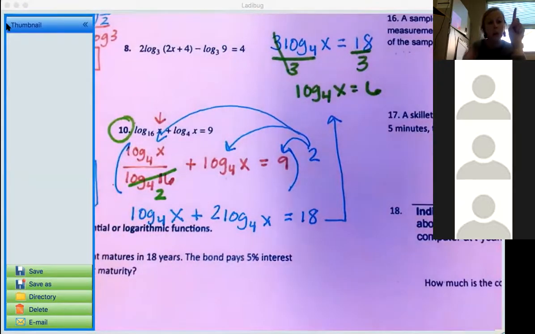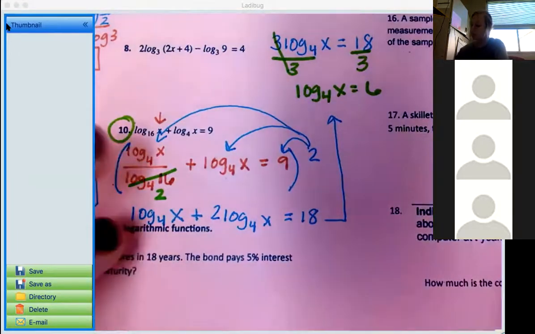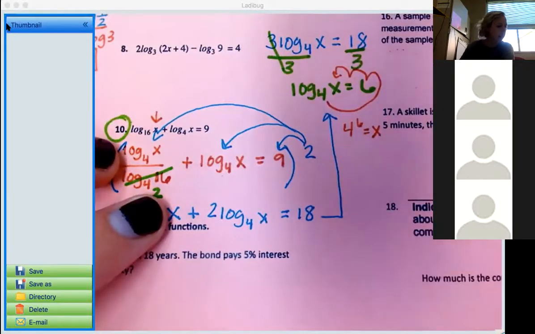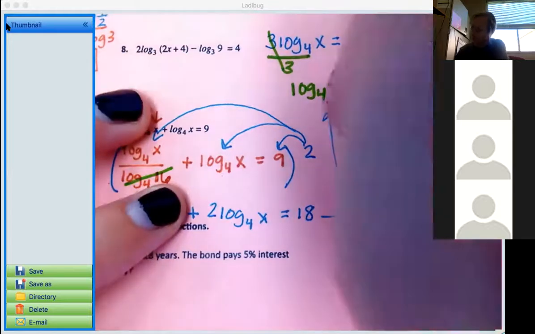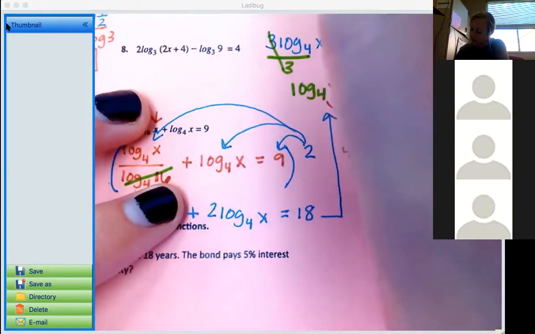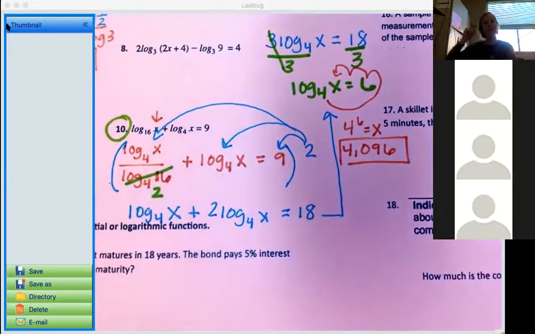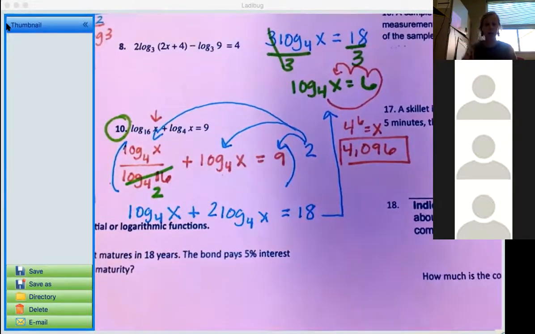And once you have 1 log and it's by itself, what can I do to solve this? Loggy froggy. Good. So 4 to the 6th will equal x. And when you type 4 to the 6th in your calculator, I gotta look. It's 4,096. That's the first way you could finish solving this one, okay?